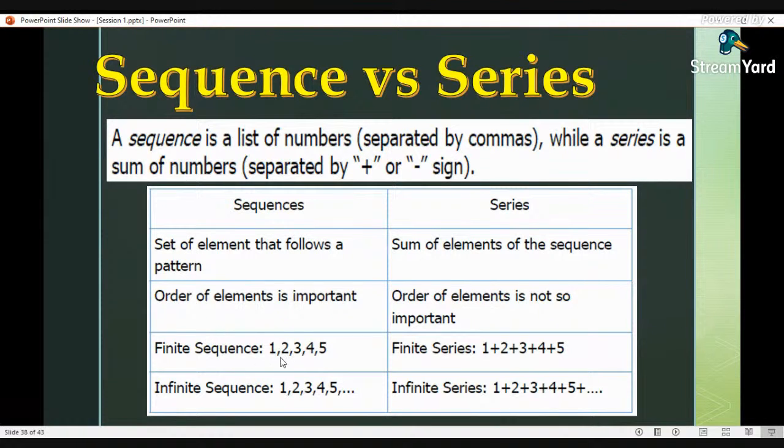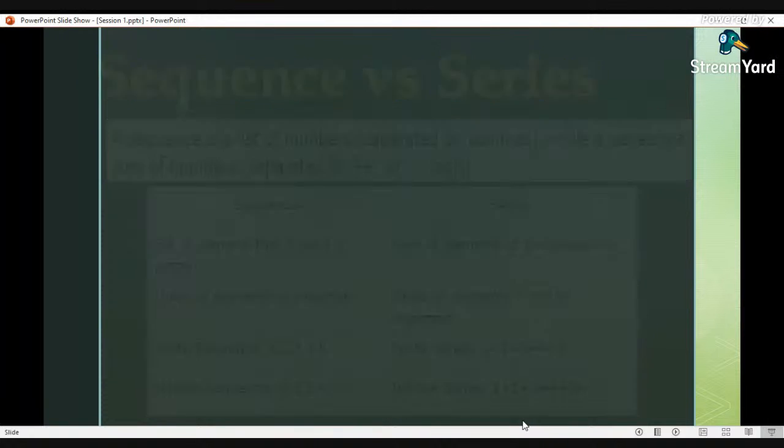For the finite sequence, we have 1, 2, 3, 4, 5. It means that it only stops with 5. And for an infinite sequence, it doesn't stop with 5. It can continue until the end. For the finite series, we have 1 plus 2 plus 3 plus 4 plus 5, until 5 only. But for the infinite series, we can have other values: plus 6, plus 7, plus 8, plus 9, plus 10, and so on. And take note, since our common difference here is 1, for the infinite series, which is arithmetic, we cannot ever find the sum of the numbers.